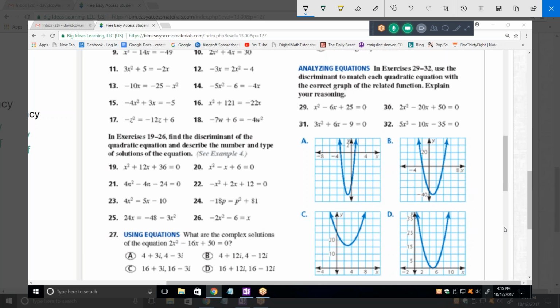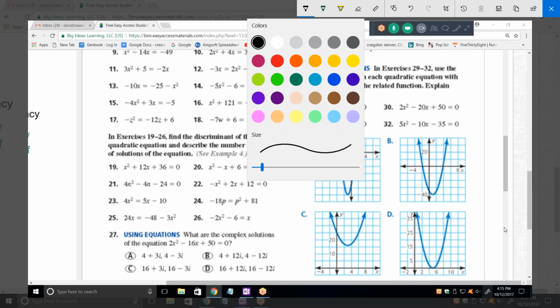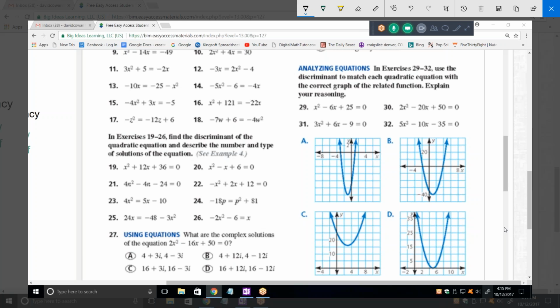Let's look at 30. What's the discriminant on 30? So that is negative 20 squared, 400. Oh, yeah, wait. Minus 4 times 2 times 50. What's that equal to? So 400. So it's 0. Right, which means it's which graph? D. Okay.